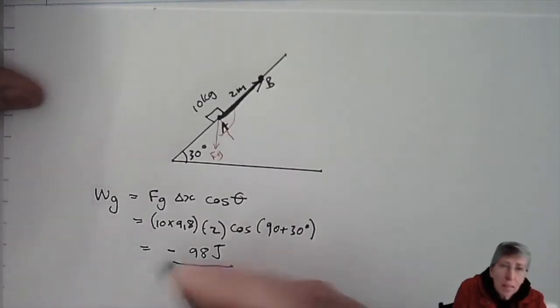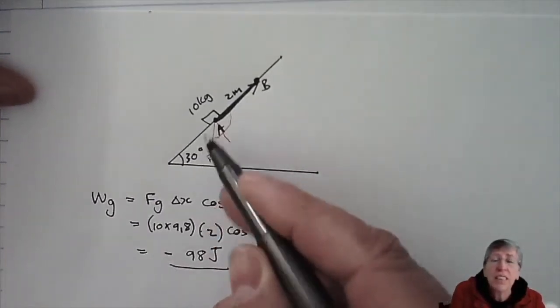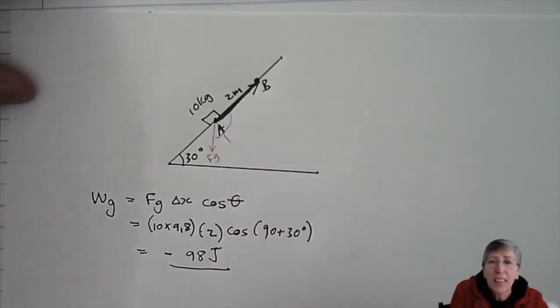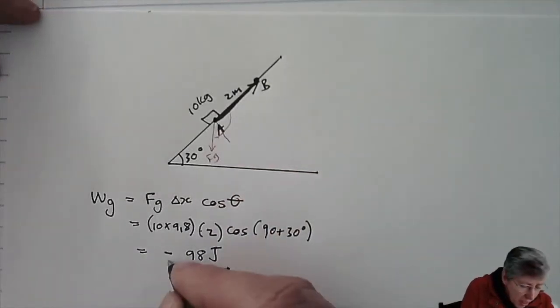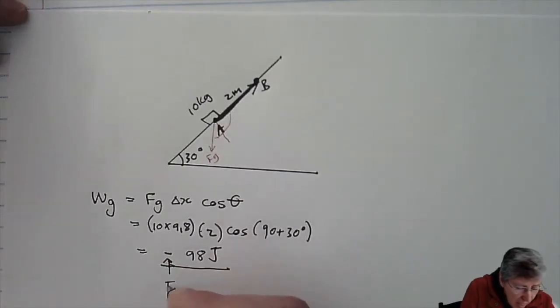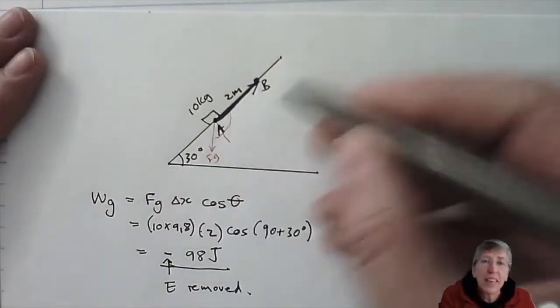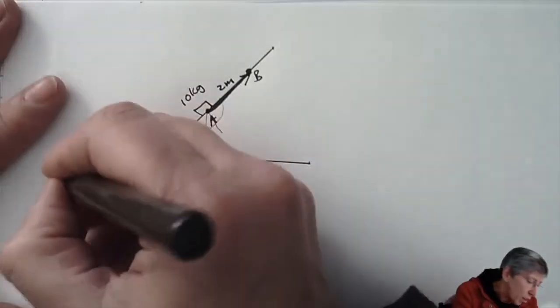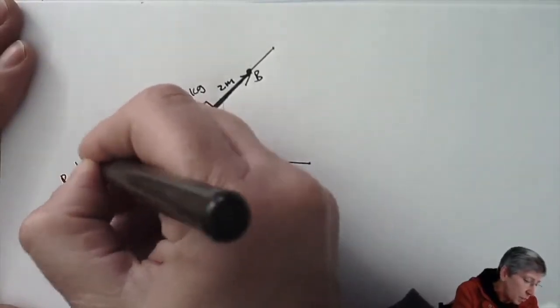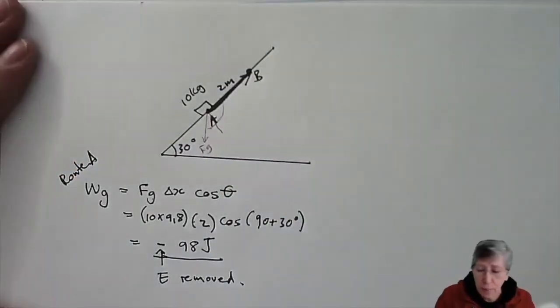Did I expect the minus? Yes, because gravity is not helping this movement, right? It is removing energy. So the negative does not indicate direction, it indicates that energy is removed. Right, so this is when I'd go from A to B in a straight line. So let's call that route A, going in a straight line from A to B.